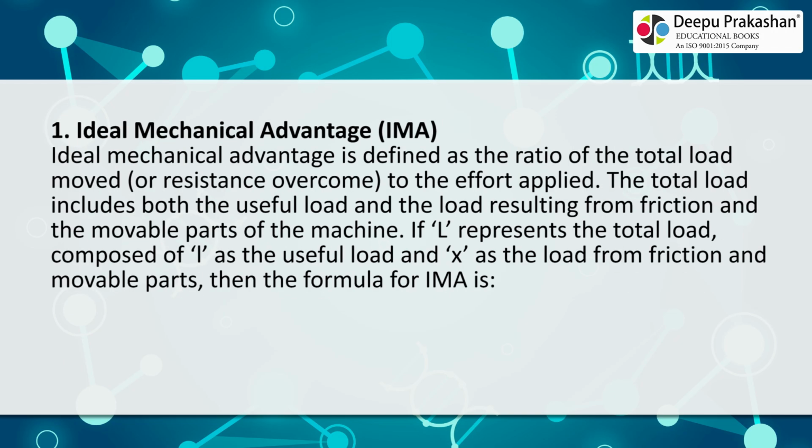1. Ideal mechanical advantage, IMA. Ideal mechanical advantage is defined as the ratio of the total load moved, or resistance overcome, to the effort applied. The total load includes both the useful load and the load resulting from friction and the movable parts of the machine. If L represents the total load, composed of L as the useful load and X as the load from friction and movable parts, then the formula for IMA is IMA is equal to L upon E. Here, L is equal to L plus X.